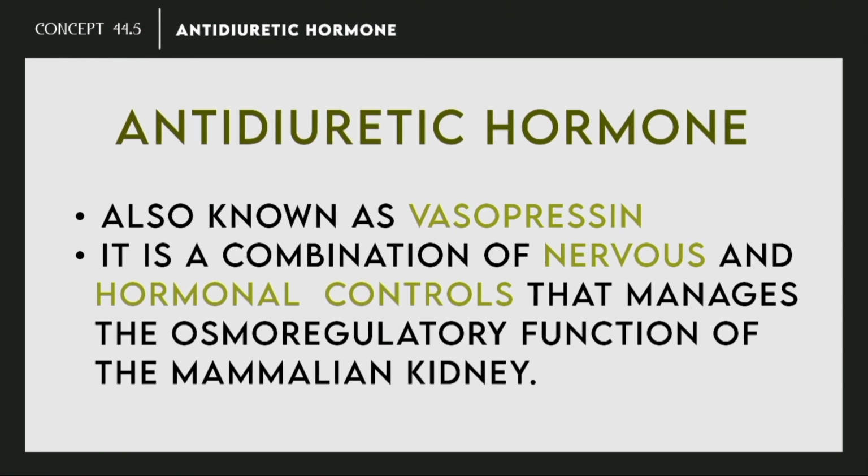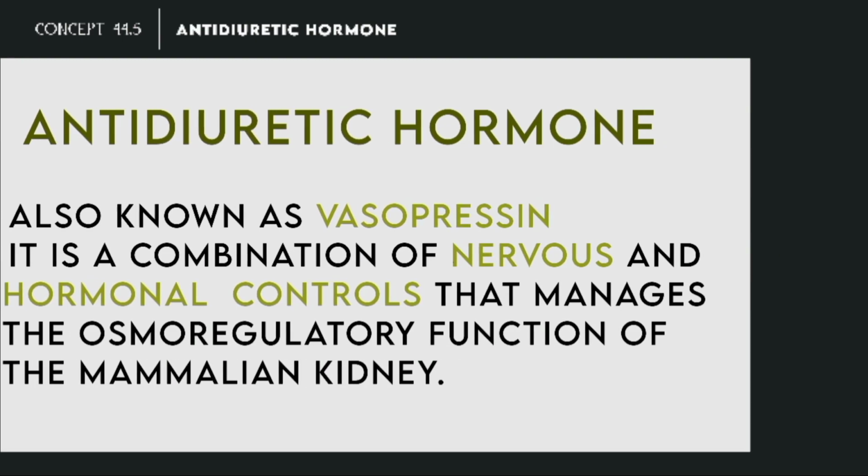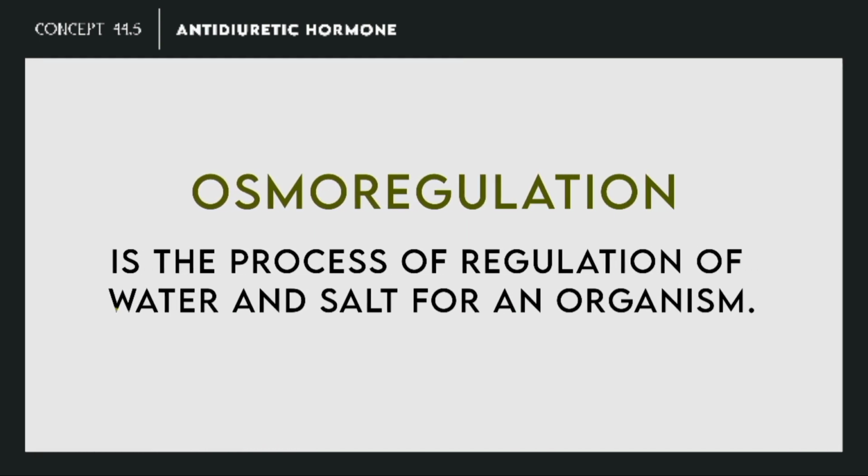Okay, let me introduce to you the hormone that helps the kidney control the amount of water and salt in the body and the amount of urine that is made. This hormone is called the Antidiuretic Hormone, or ADH. ADH, also known as vasopressin, is a key hormone in this regulatory circuitry, and it is a combination of nervous and hormonal controls that manages the osmoregulatory function of the mammalian kidney. Osmoregulation, in simple terms, is the process of regulation of water and salt for an organism.